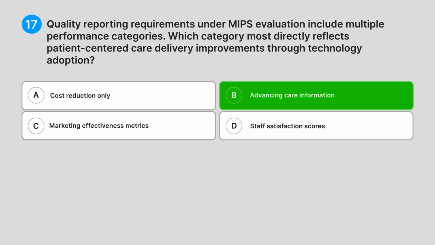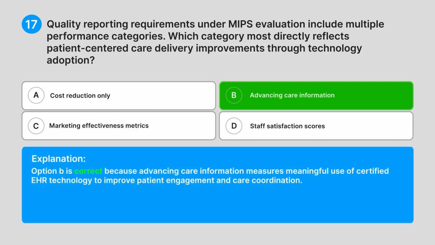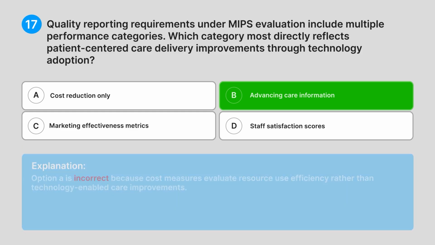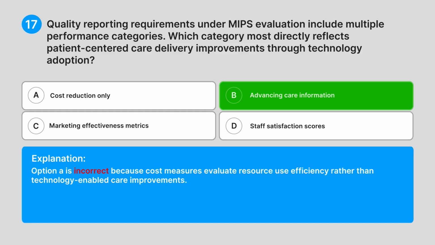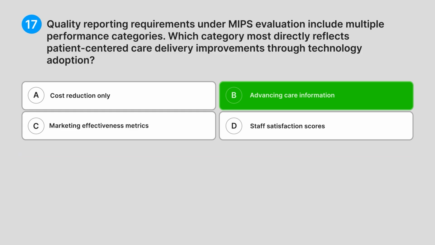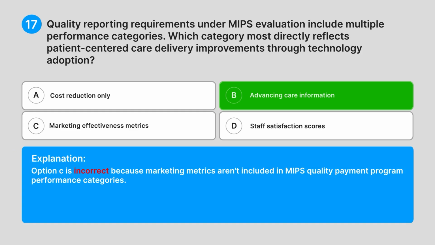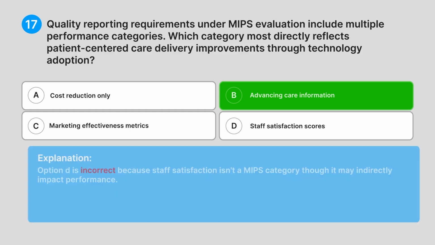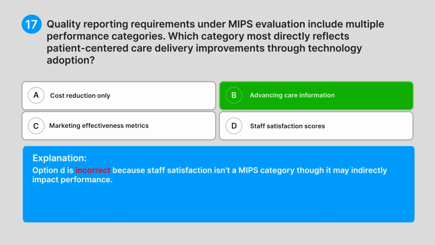Correct answer, B. Advancing care information. Explanation. Option B is correct because advancing care information measures meaningful use of certified EHR technology to improve patient engagement and care coordination. Option A is incorrect because cost measures evaluate resource use efficiency rather than technology-enabled care improvements. Option C is incorrect because marketing metrics aren't included in MIPS Quality Payment Program performance categories. Option D is incorrect because staff satisfaction isn't a MIPS category, though it may indirectly impact performance.